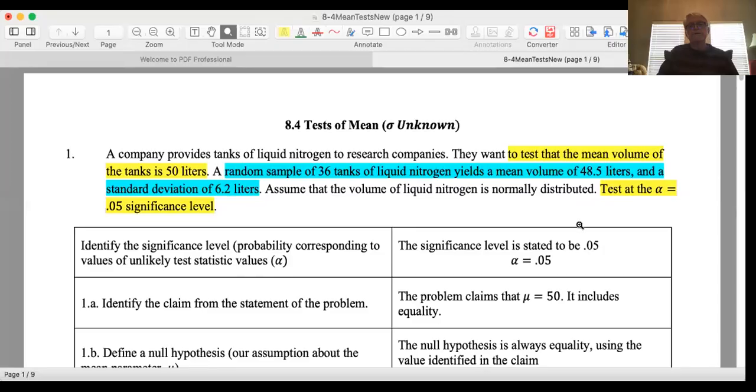This is a first video discussing problems involving tests of the mean. So let's get right to it. Okay, so we're going to look at first of all, a test of the mean, but let's talk a moment first about going through these tests.